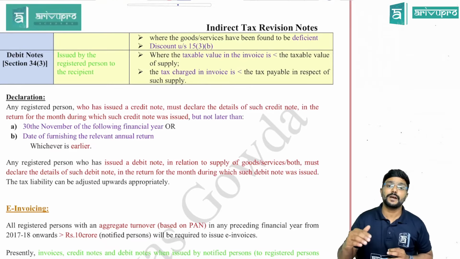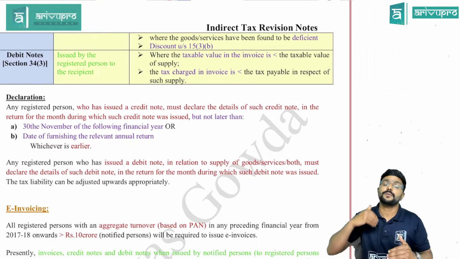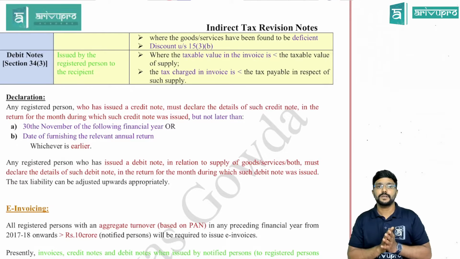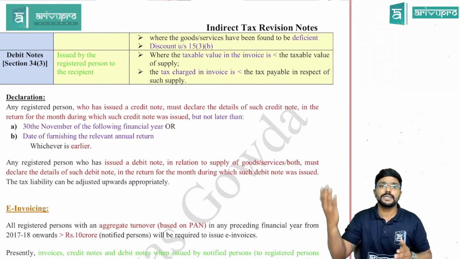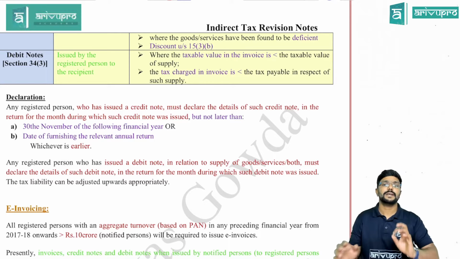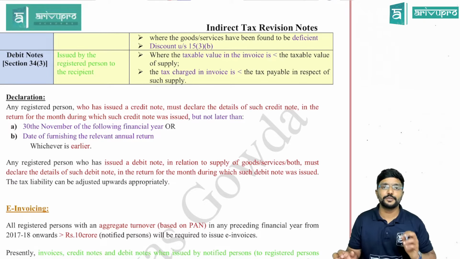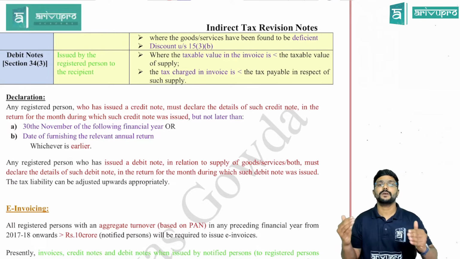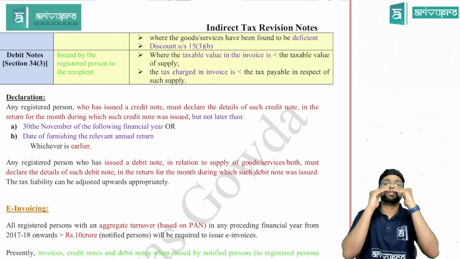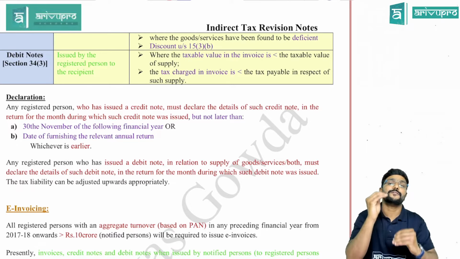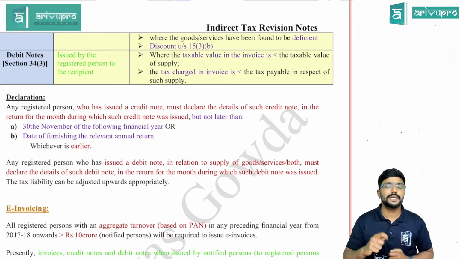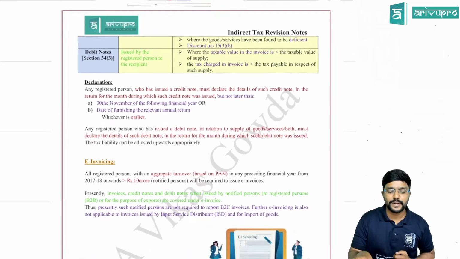That is, whenever I have already charged less, I was supposed to charge more, but I have charged less. Or I was supposed to charge more GST, but I have collected less. In that case, a debit note will be issued by the supplier to the recipient, because in the books of supplier, the recipient account is supposed to be debited for that short amount. So in that case, the debit note will be issued by the supplier to recipient.